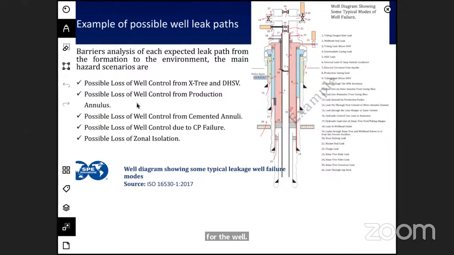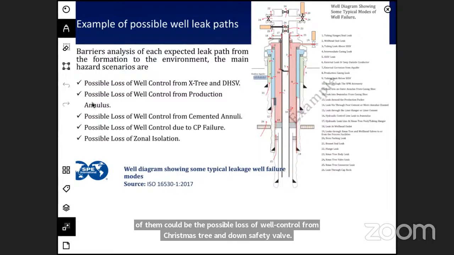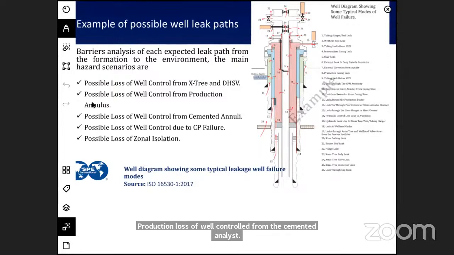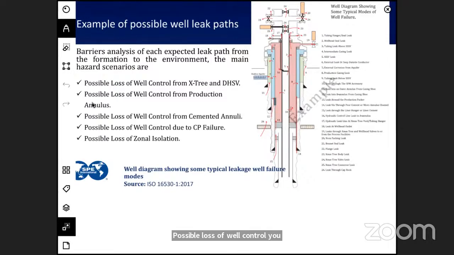So these are some of the scenarios which can cause failure in the well, and the risk for these scenarios is considered, and it is called a scenario-based risk assessment. Some of them could be possible loss of well control from the Christmas tree and downhole safety valve, from the production annulus, from the cemented annulus, due to conductor pipe failure, and possible loss of zonal isolation, which will cause subterranean crossflow.